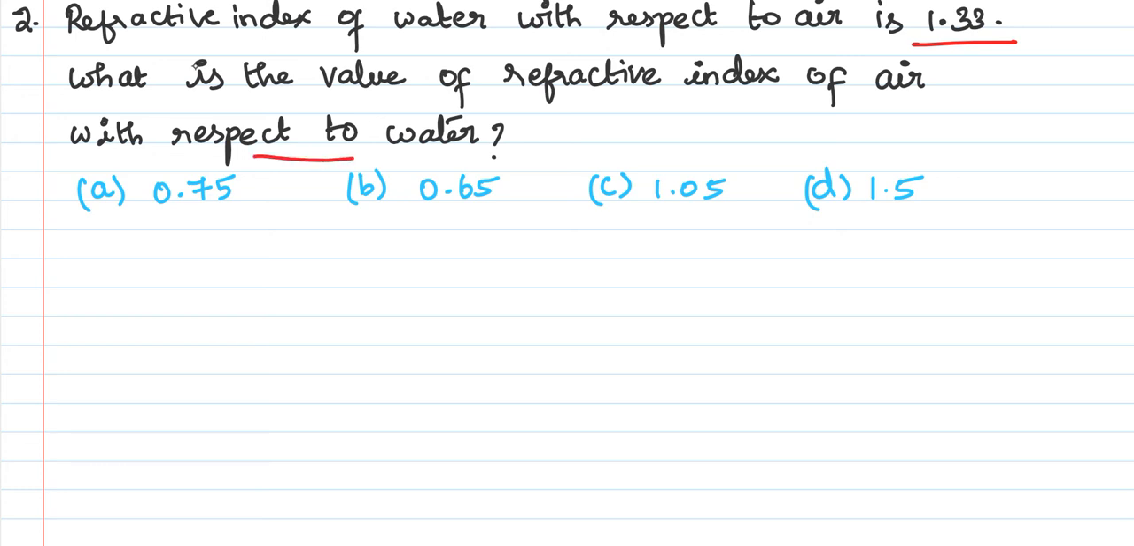Okay, so as I said earlier, read slowly and try to understand what is asked. Refractive index of water with respect to air is 1.33. What is the value of refractive index of air with respect to water? So first we need to proceed with what is given, then only we can proceed with the formula. Okay. So what is given?